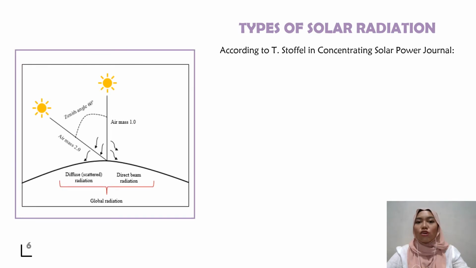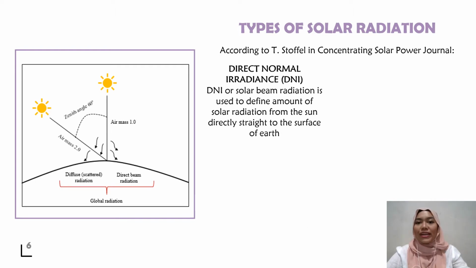According to T. Stoffel in Concentrating Solar Power Journal, there are 3 types of solar radiation. The first one is direct normal irradiance, shortened as DNI. It can also be called solar beam radiation. It is used to define the amount of solar radiation from the sun directly straight to the surface of Earth.